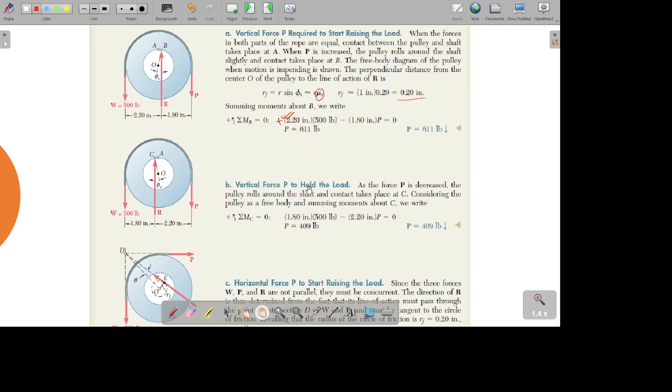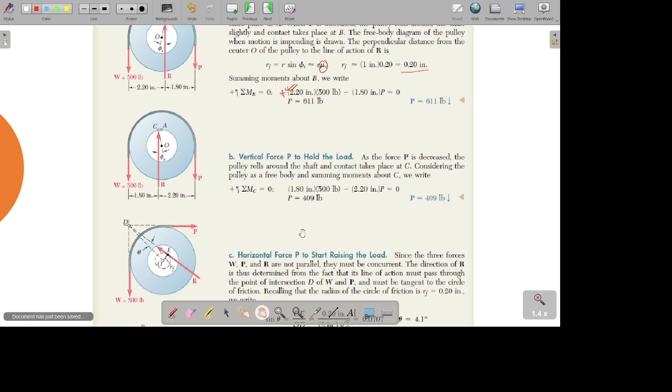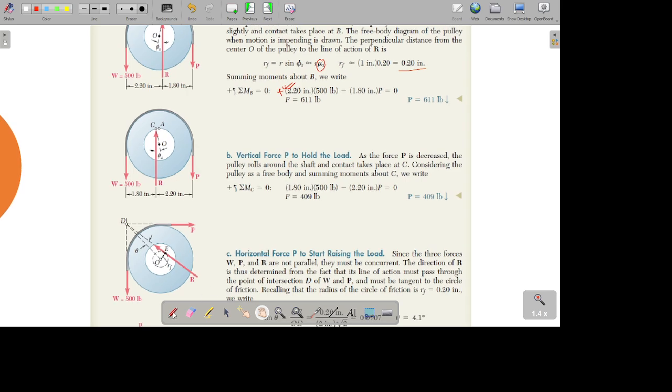Now vertical force P to hold the load. Now the scenario is kind of similar, but now the reaction force will shift toward the left. That is the difference from part A of the question. Everything remains the same. So R shifts to the left side.